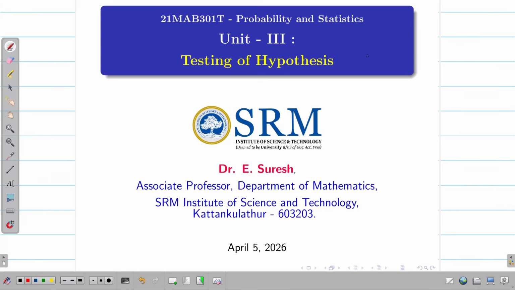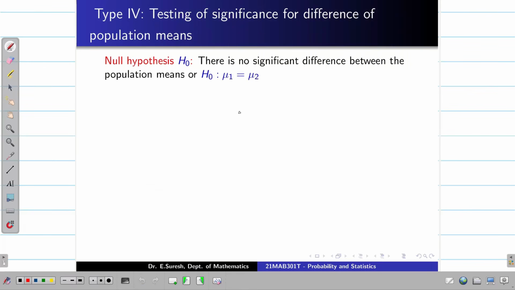Dear students, welcome to testing of hypothesis, difference of population mean. Here we will be solving problems. We will be given two samples.